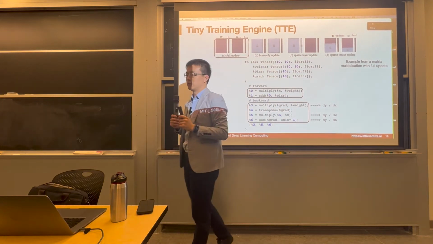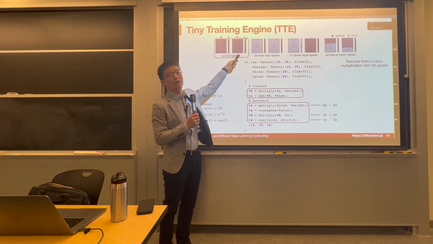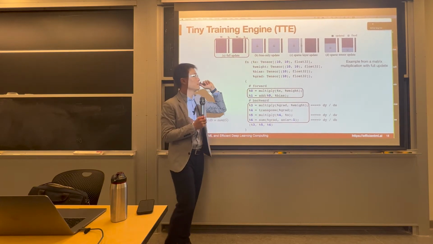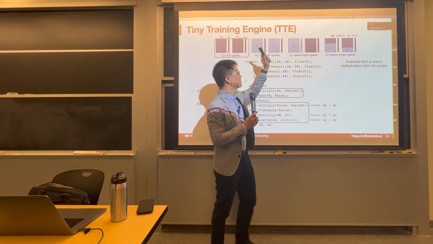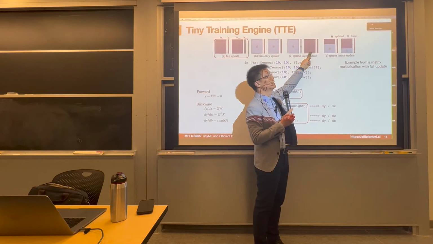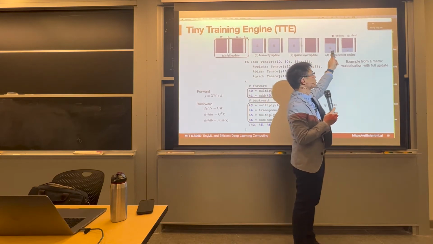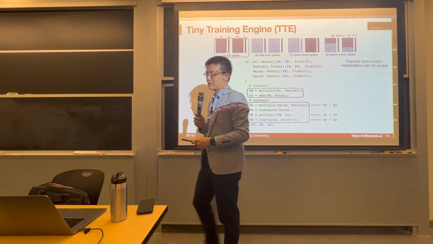Okay. So the first scenario is the full update. I'm going to update all the layers, the weight, and also the bias. The second one is to only update the bias. The third one is sparse layer update, not updating this one, only updating this one. The fourth one is sparse tensor update. Only update part of the tensor.